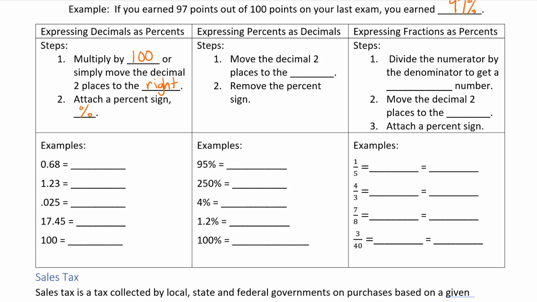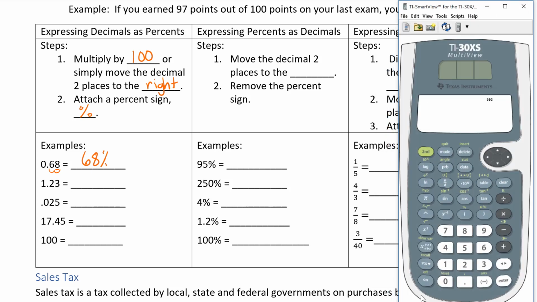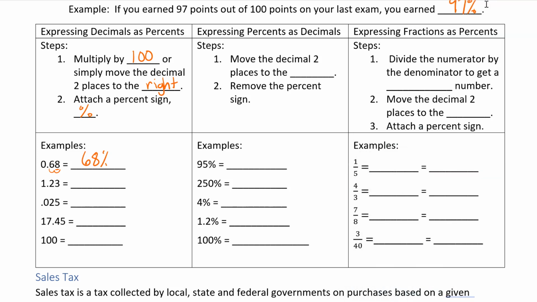So for example, 0.68 is a decimal. Now this is also read 68 hundredths because the 8 is in the hundredth spot. So if I just move the decimal over 2 places, that gets me 68%. Now if I wanted to multiply by 100, if you get out a calculator and type 0.68 times 100 and enter, it still gets you 68. So it's the same exact operation. I just think moving the decimal places over 2 places is a little bit easier.